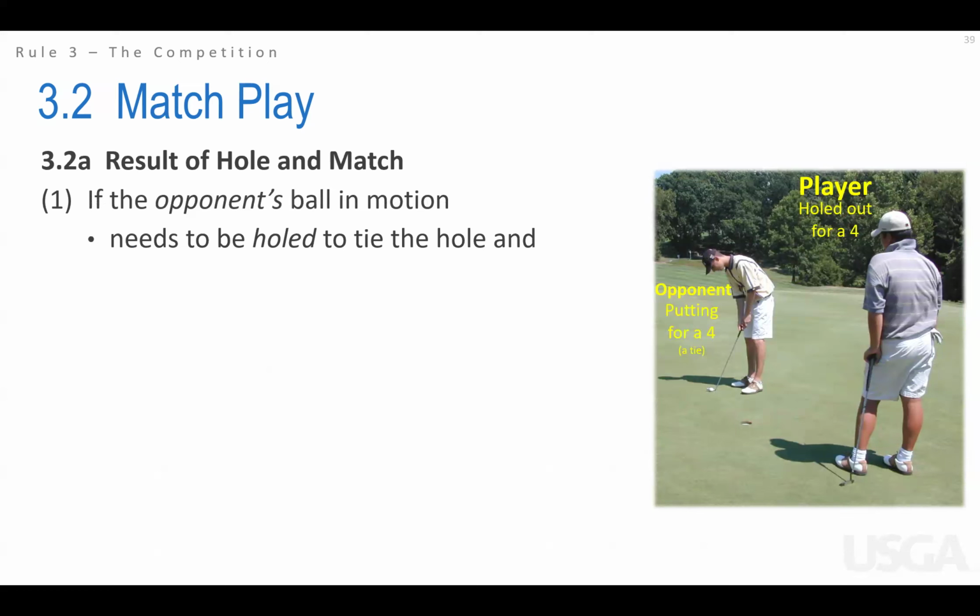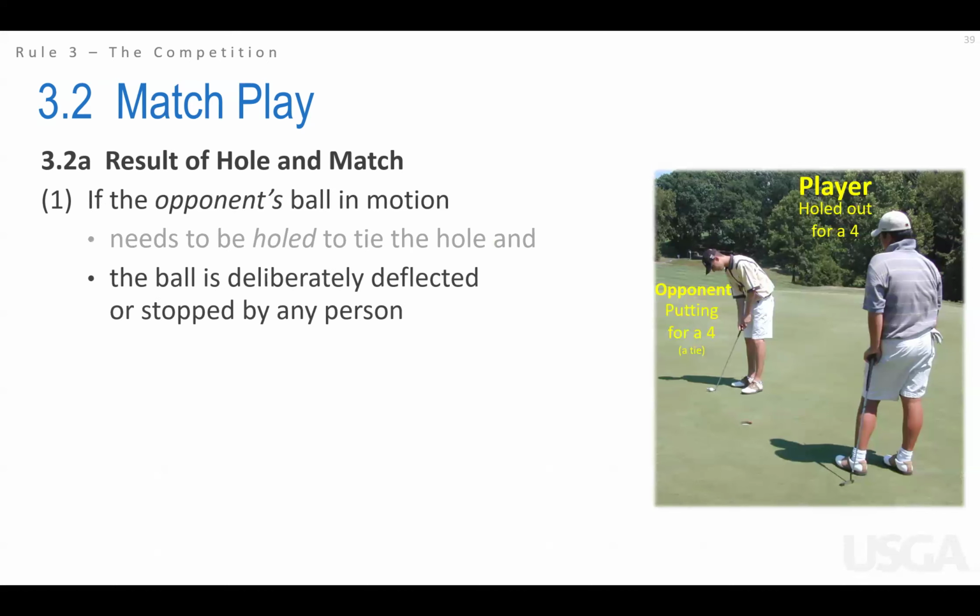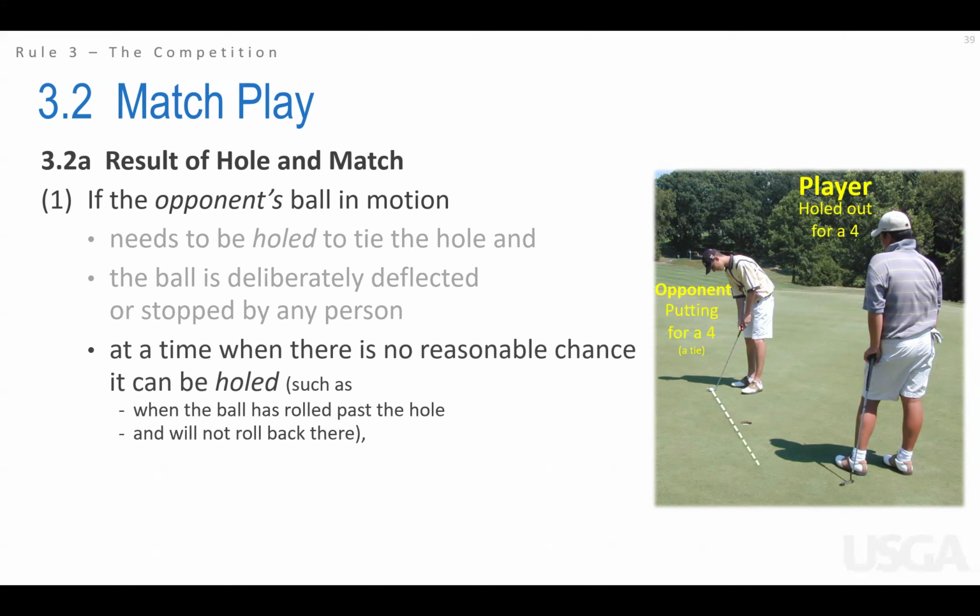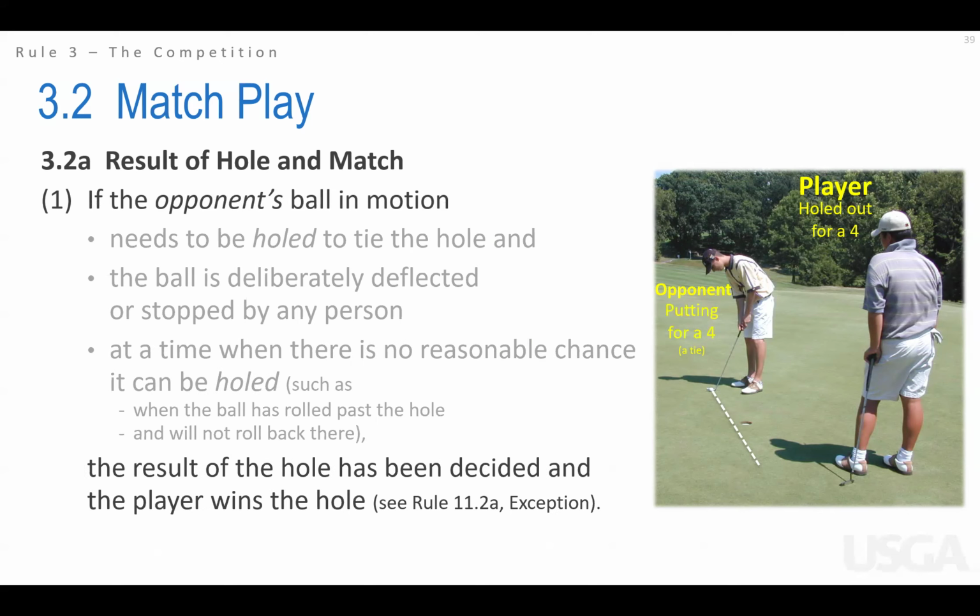Something a little weird with match play is when we have the ball in motion and the result of the hole has already been decided or the hole needs to be tied. If that ball's in motion and the ball is deliberately deflected or stopped by any person, but it happens at a time where there's no reasonable chance that that ball is going to go in the hole, the way it's rolled past the hole, it's not going to roll to the hole, it's not going to roll back towards the hole, it never has a chance to get in the hole itself, the result of the hole has been decided and the player wins the hole.